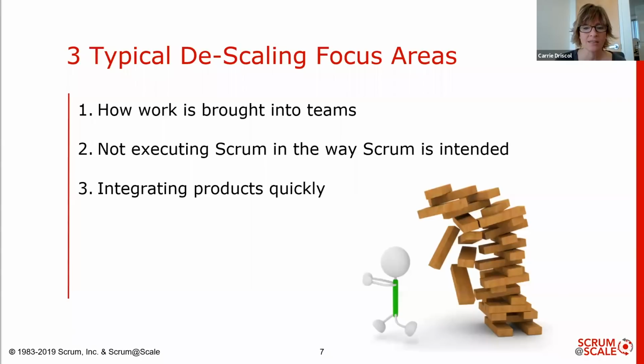The second area has to deal with executing Scrum well. One of the biggest enemies of Scrum is bad Scrum, or organizations that don't do Scrum well. If you have teams executing Scrum poorly, trying to expand on bad Scrum is not a good idea. I'll provide an example of this in a few minutes.